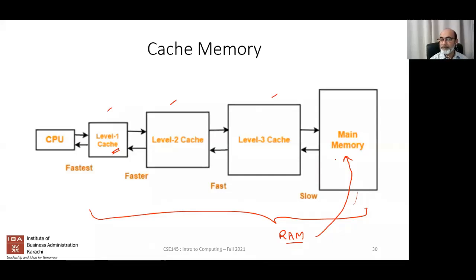Question: what is meant by level 1, level 2, and level 3? Can you repeat your question? What are meant by level 1, level 2, and level 3? That's exactly what I'm explaining. Level 1 cache is a small piece of memory. It could be, for example, 8 kilobytes.